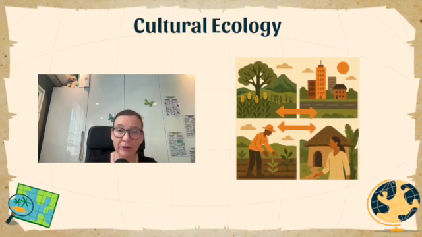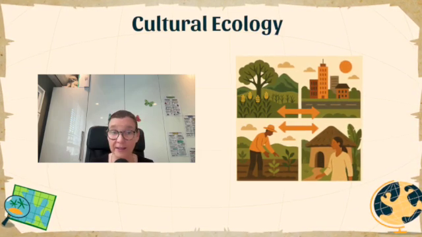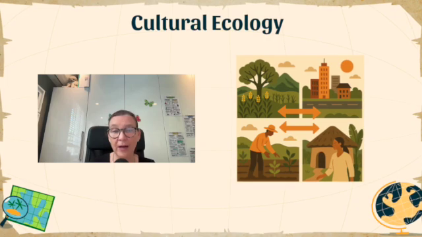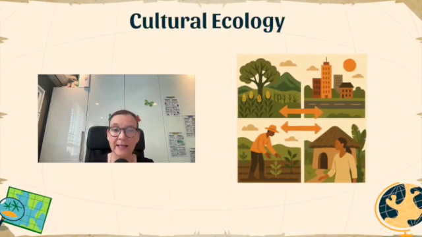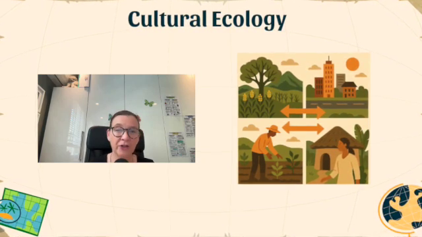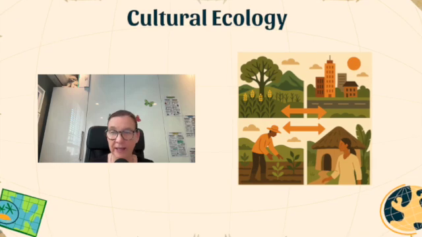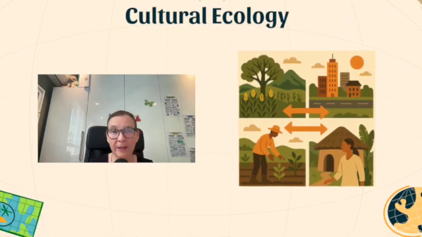For example, think about clothing styles. In tropical areas, people often wear light fabrics to stay cool in the heat. That's a cultural adaptation to the climate. The significance of cultural ecology is that it directly connects culture to environmental adaptation. It shows us that human practices, traditions, and innovations don't exist in isolation. They're shaped by the environment people live in.